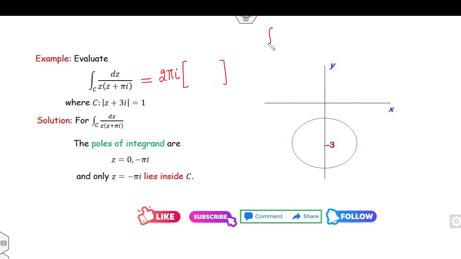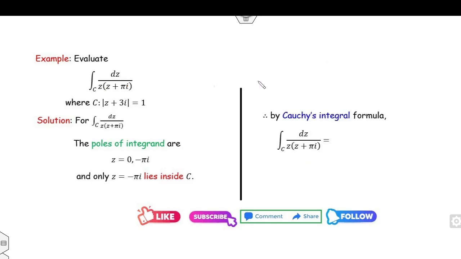What is the f(z)? We will leave this. Your f(z) will be 1 over z at the point of the pole. Fine. Now you can see your answer will be -2 is the correct answer.